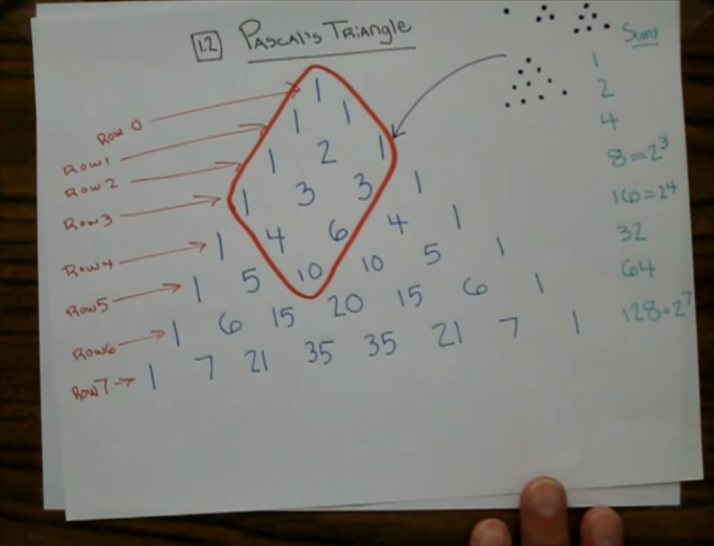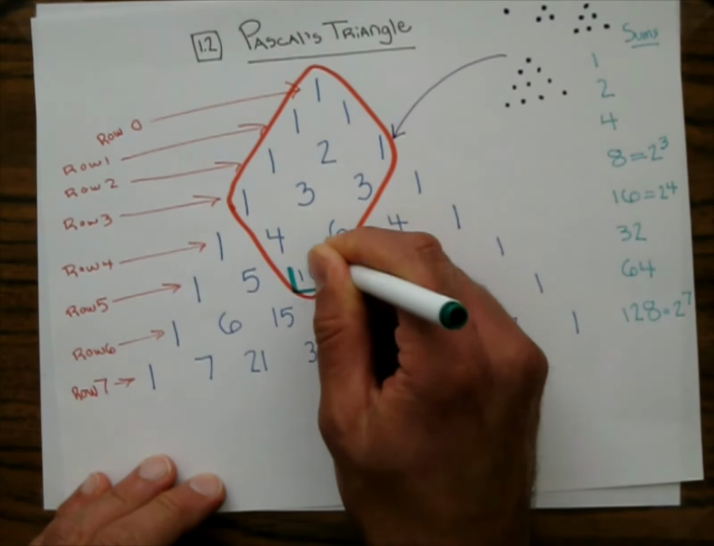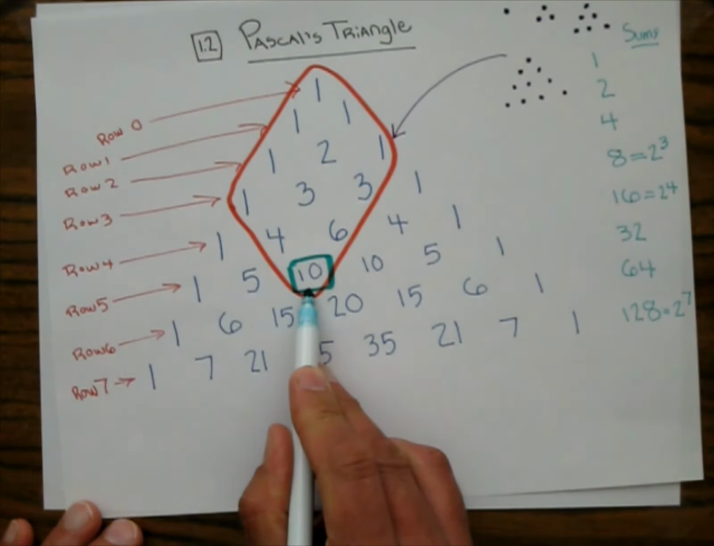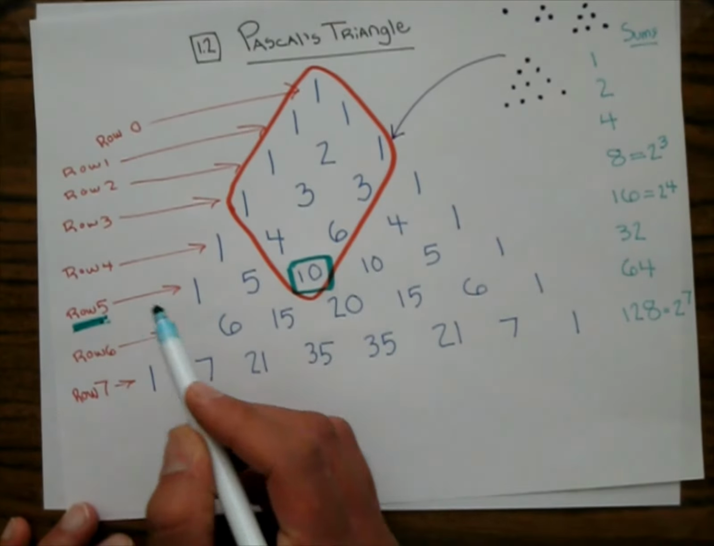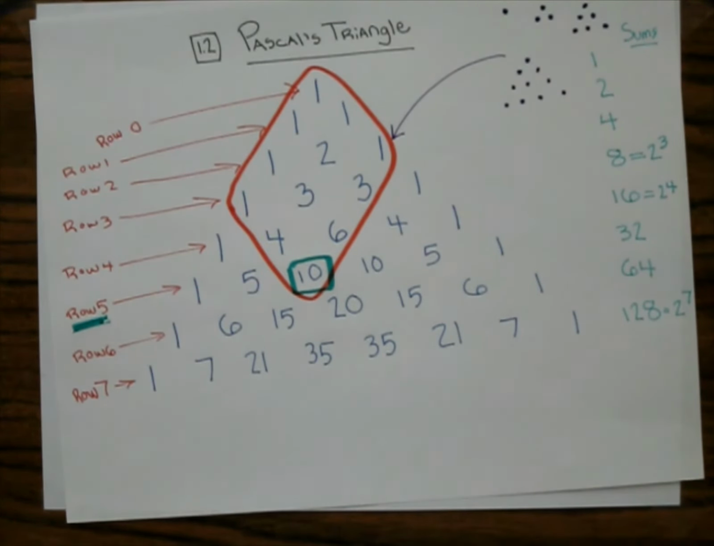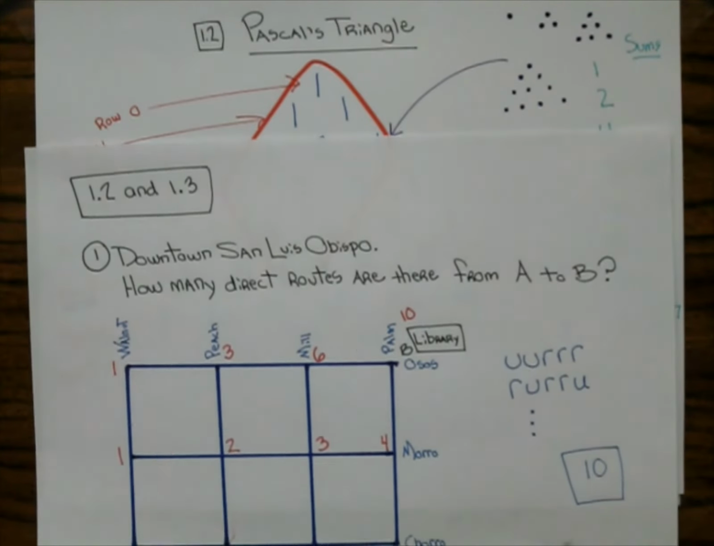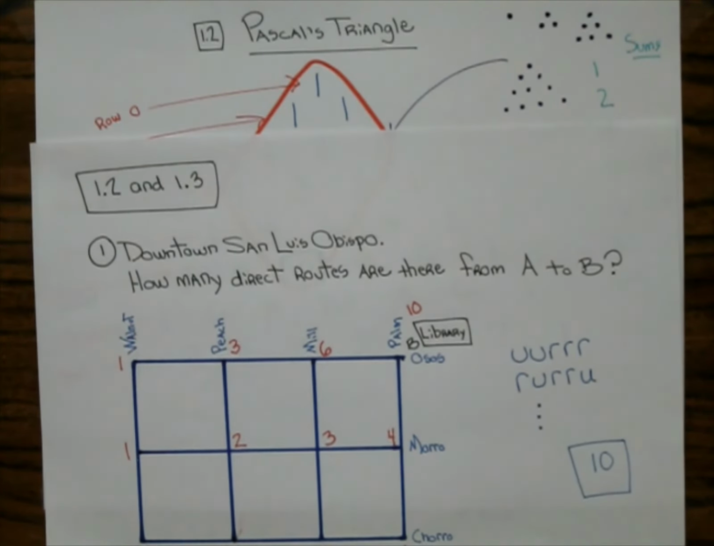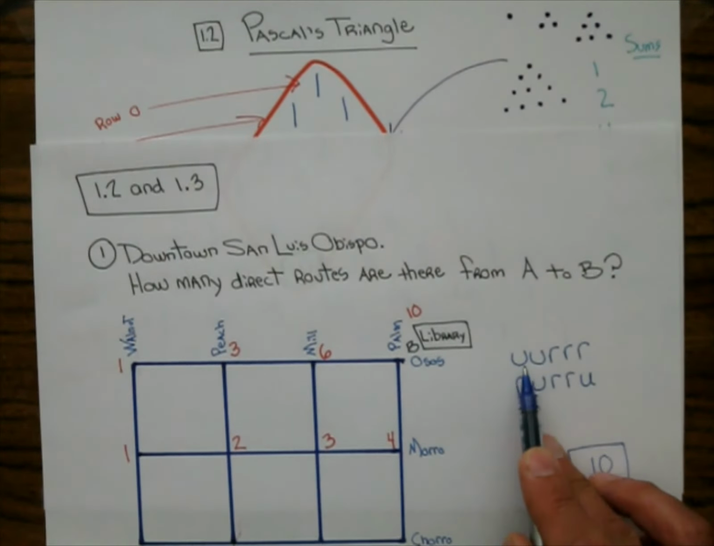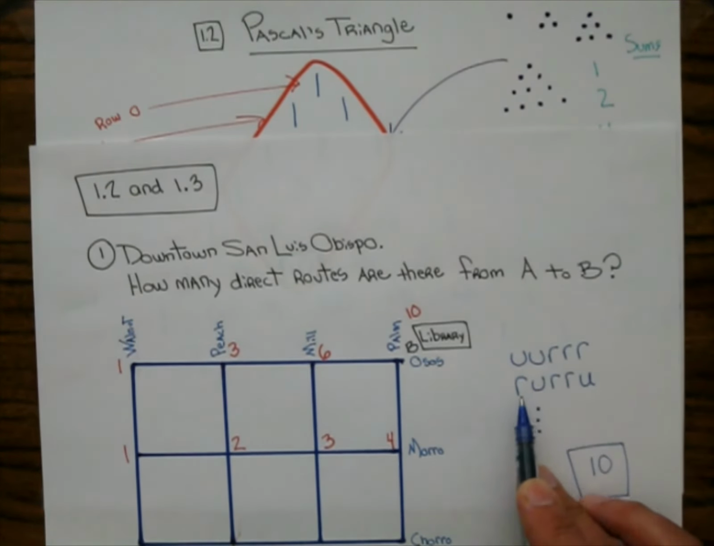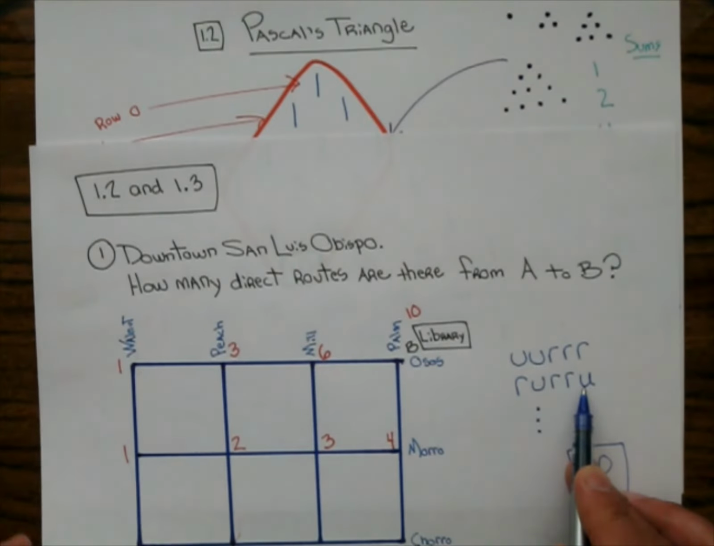Let's highlight that or circle it in green here. And what row are we in? We are in row 5 to get that. So row 5 to get 10. How many different moves did we have to do when we went like this, this, up, and whatever? There's actually 5 of them there. See, 1, 2, 3, 4, 5.